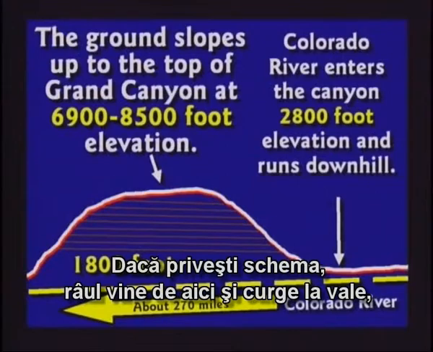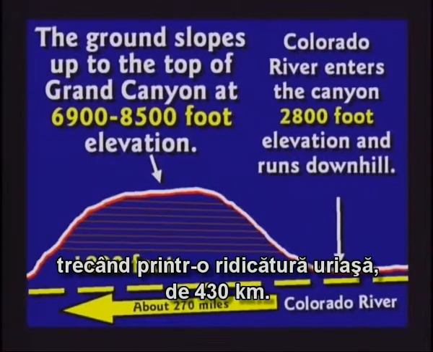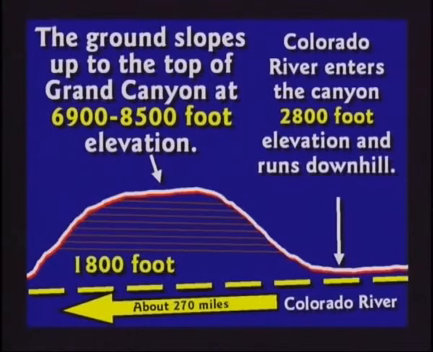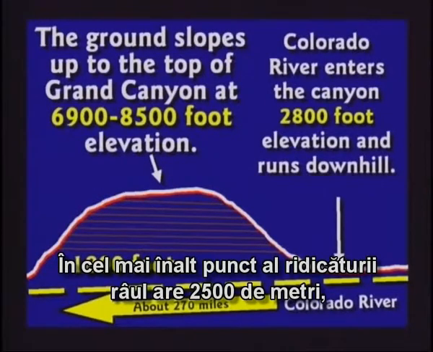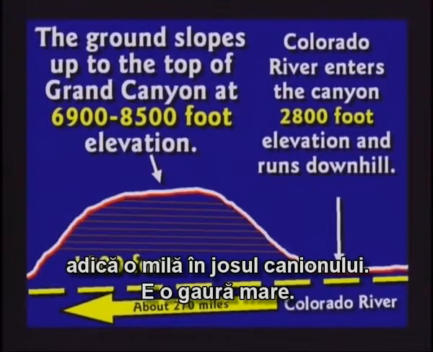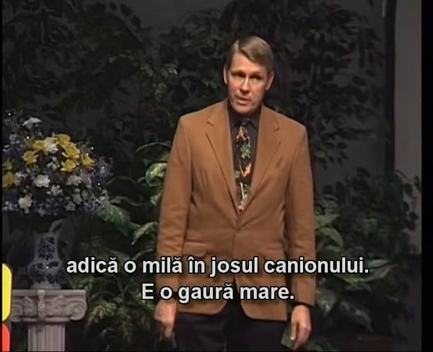But if you look at it in a cross-section, this schematic shows the difference here. The river enters right here, and flows downhill and comes out the other side. It's actually going through a giant ridge, 270 miles long. At the highest point of the ridge, the river's at about 1,800-foot elevation, so it's nearly a 1-mile drop down into the canyon. Really big hole in the ground.